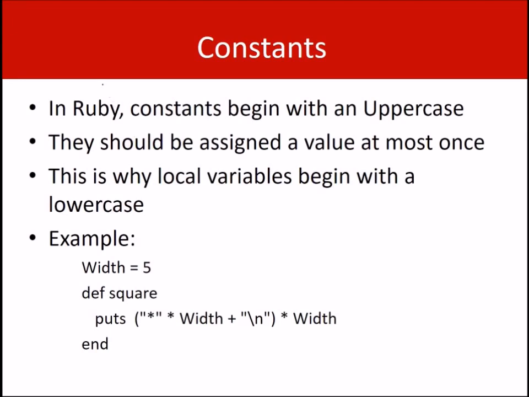Then constants. In Ruby, a constant always begins with an uppercase letter, right? They should be assigned a value at most once because they are constant. And this is why a local variable always begins with a lowercase letter, because uppercase is reserved for your constants. For example, W, this is a constant, width is 5. You define some function, do something with the function.